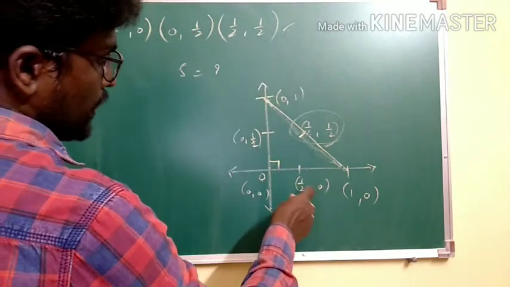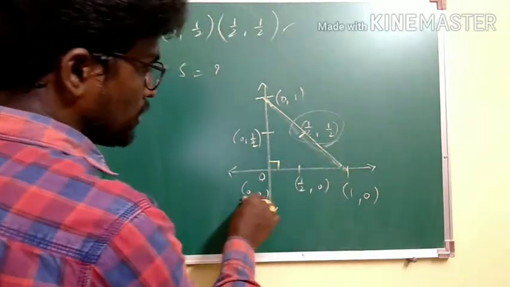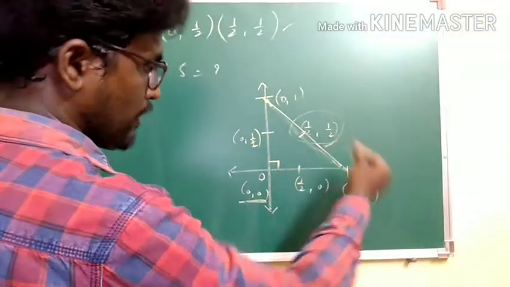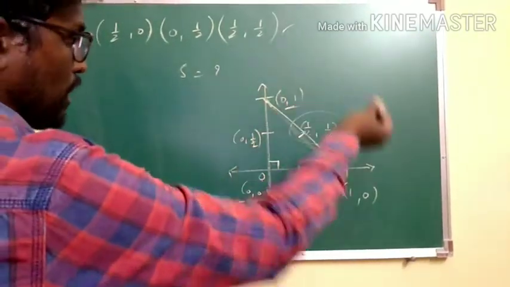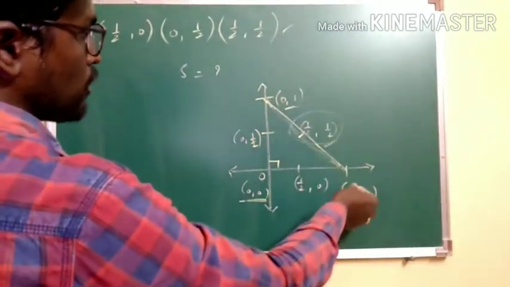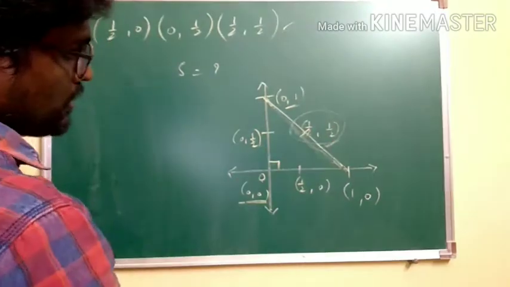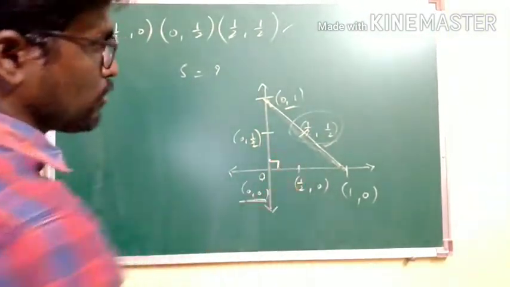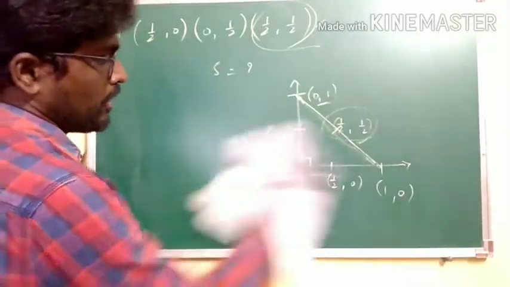If it is the midpoint of some line segment, whose one end is 0 comma 0 and the midpoint is 1 by 2 comma 0, definitely the other end must be 1 comma 0, and here it must be 0 comma 1. Therefore the midpoint of 1 comma 0 and 0 comma 1 is going to be 1 plus 0 by 2 and 0 plus 1 by 2, and it is already provided in the problem itself. And anyway, it is a right angle triangle. So in the right angle triangle, the circumcenter is the midpoint of the hypotenuse. Hope you understand this problem.